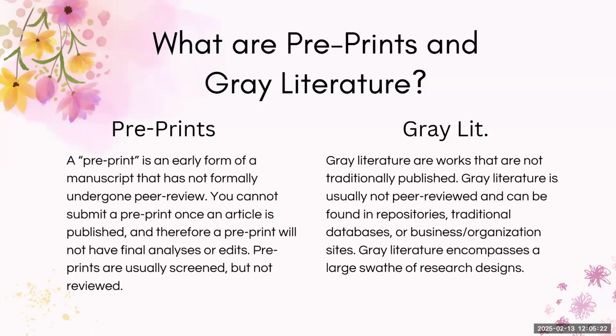It's works that are not traditionally published. So preprints are technically a form of gray literature. Preprints are early manuscripts. Gray literature can simply be anything that is not traditionally published or peer reviewed. So there are a few types of gray lit that we're going to talk about today, but just know that you can find it anywhere. You can find it in scholarly databases. You can find it in repositories. You can find it in government websites and business/organization websites. So gray literature can be truly any kind of research design as well as preprints.